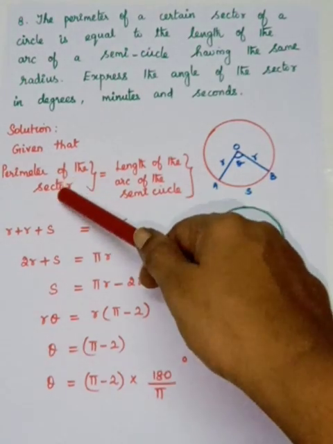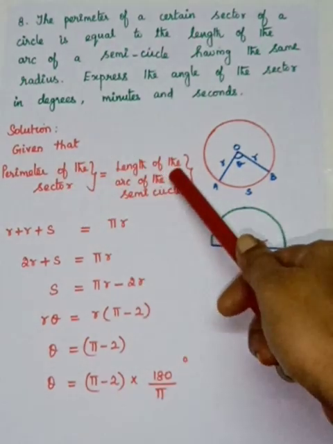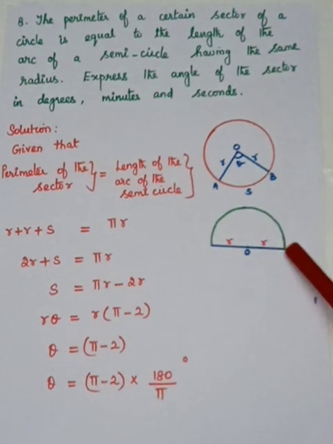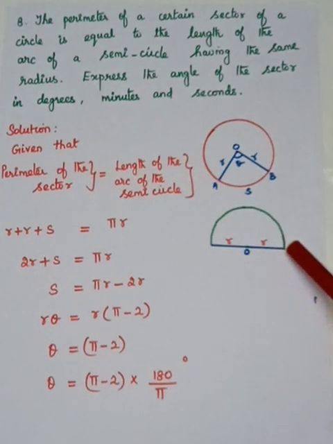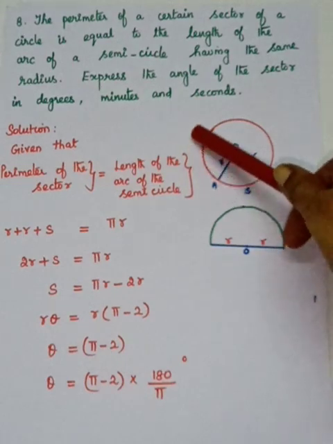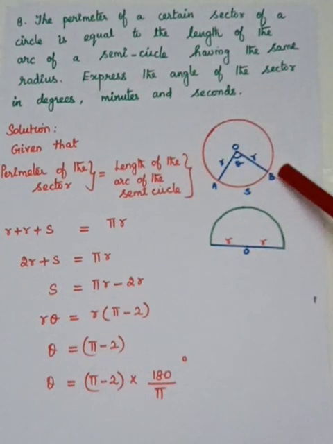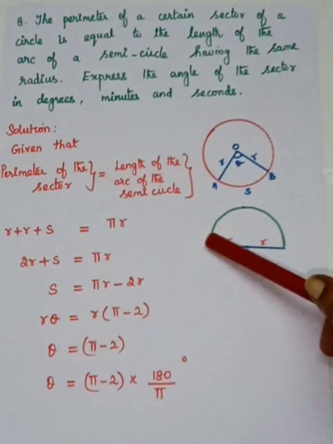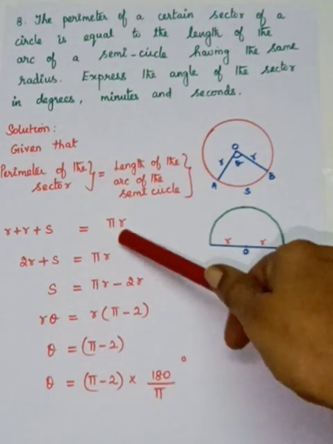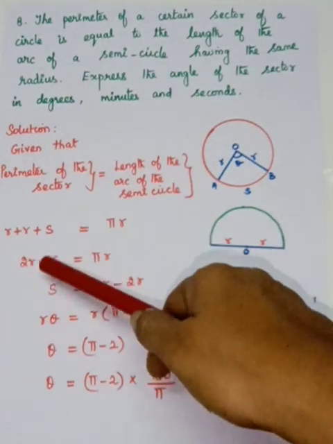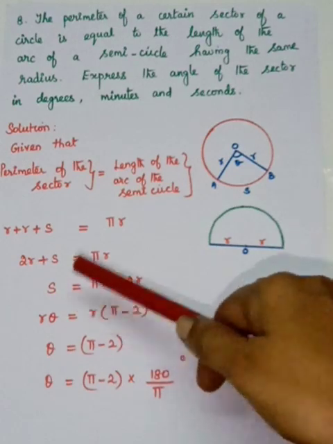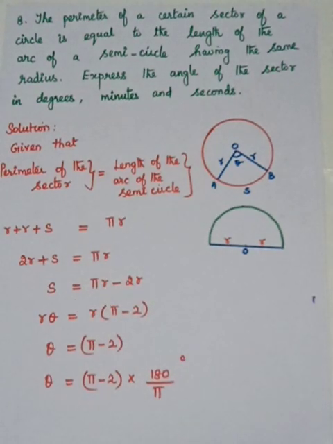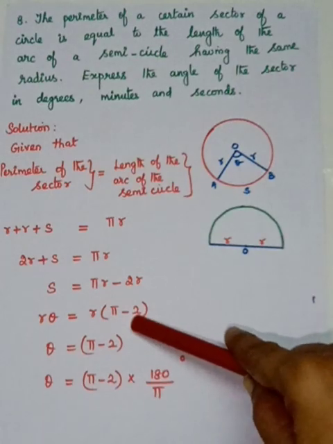So the perimeter of the sector of a circle is equal to the length of the arc of the semicircle. Full circle circumference is 2 pi r. Here, the length of the arc of the semicircle is pi r. So 2r plus s is equal to pi r. So s is equal to pi r minus 2r. From that, r is common. If you take it out, it is pi minus 2. Here you are getting r into pi minus 2.